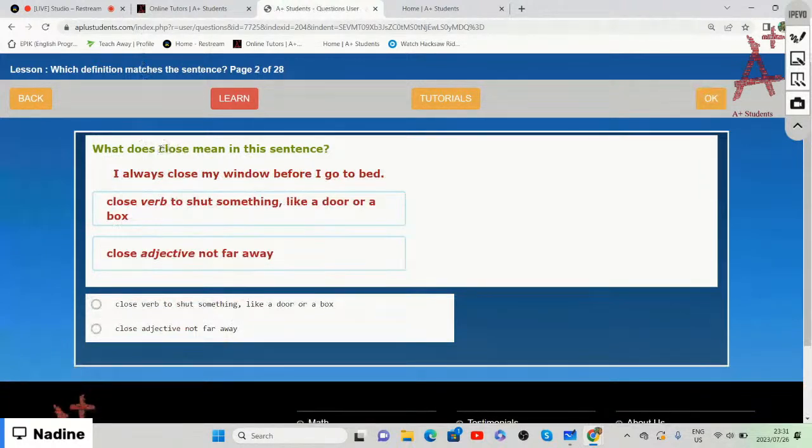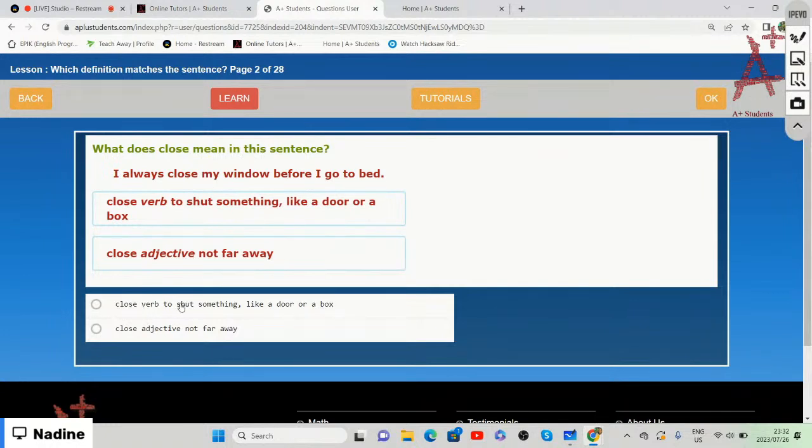What does close mean in the sentence, right? So close. I always close my window before I go to bed. So close, which is a verb, to shut something like a door or a box, or close, which is an adjective, which is not far, right? So the second one shows distance. So we need to choose the correct definition.